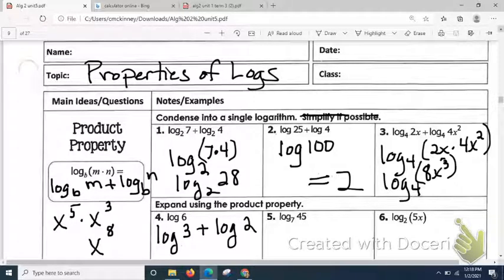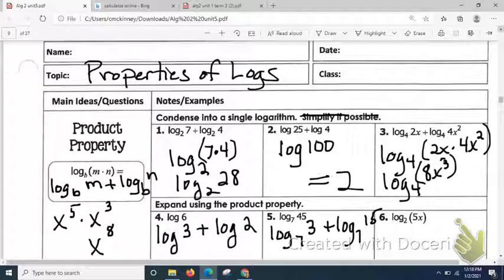The ones we've been given on 4 and 5 actually have more than one possible answer. So here I could do log base 7 of 3 plus log base 7 of 15. Someone else might write down log base 7 of 9 plus log base 7 of 5, because 9 times 5 would also give me 45. They would still be equal.